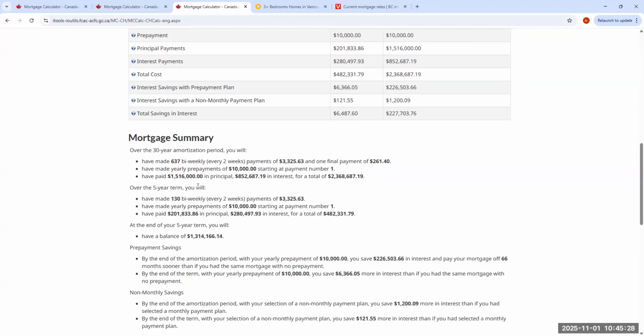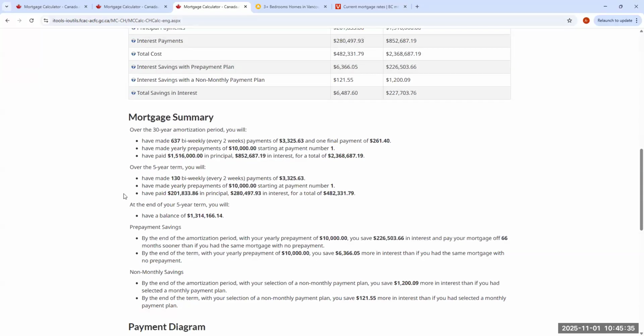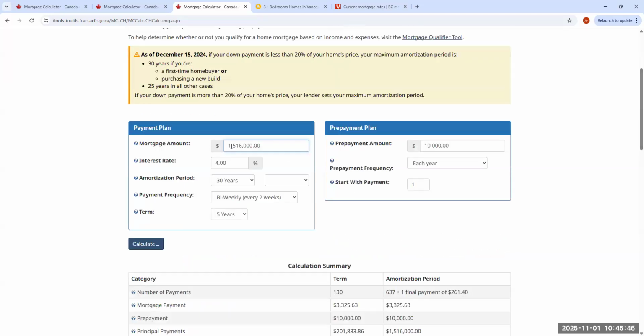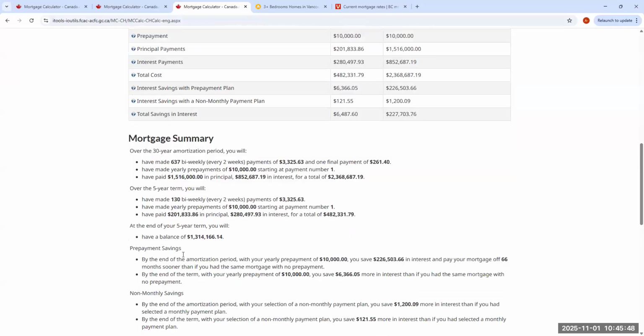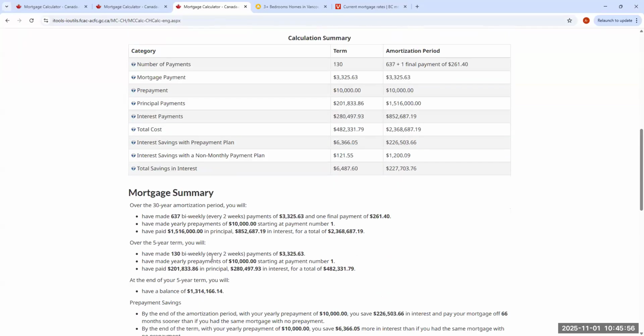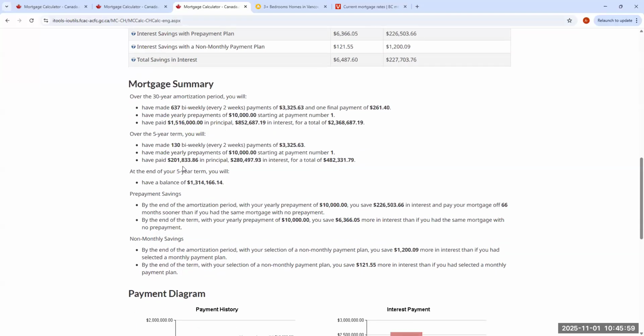Over the first 5 years, because don't forget, every term is 5 years, and after 5 years you have to renew it. At the end of the 5 years, your balance will be that much. Instead of starting with the balance of 1,560,000, after 5 years your balance is going to be $1,314,000. So basically, you paid only $200,000 out of your mortgage. Here you paid 201, but you're paying interest of 280,000.